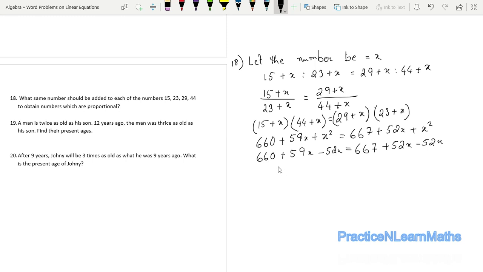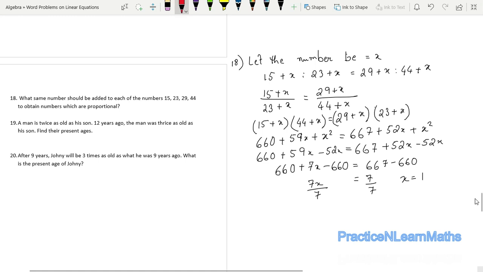we are getting 660 plus 7x is equal to 667. Subtract 660 from both sides, we get 7x is equal to 7. Divide both sides by 7, we are getting x is equal to 1. So the number 1 needs to be added to all those numbers to make them proportional.